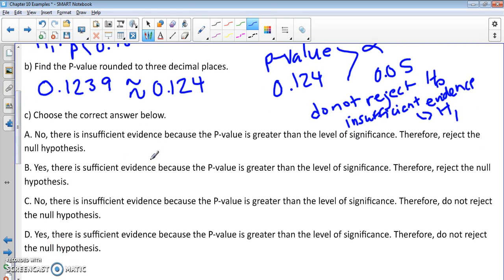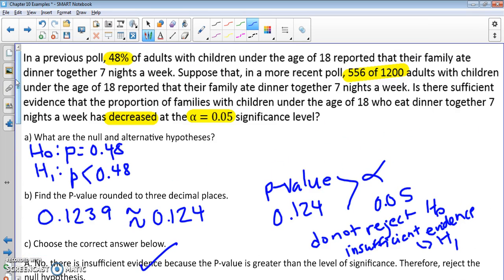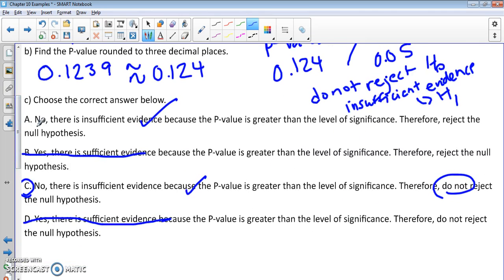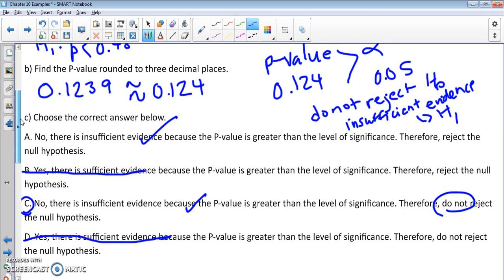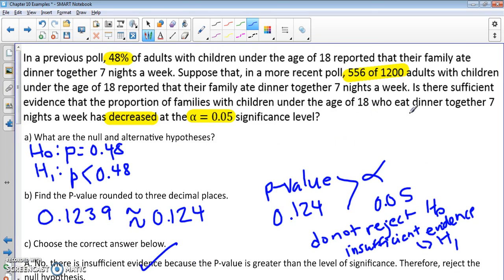Alright, so there's insufficient evidence, so we can eliminate the ones with sufficient evidence because the p-value is greater than the level of significance, so we're good on both of those so far. Therefore, do not reject the null hypothesis. Right? So that would be our conclusion here. So what we would actually want to say here is that we have insufficient evidence to conclude that the proportion of families with children under the age of 18 who eat dinner together 7 nights a week has decreased from 48%.